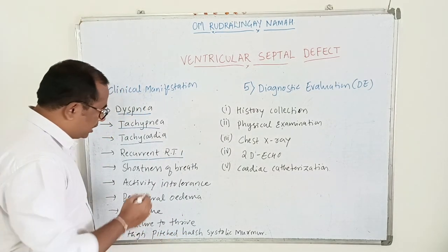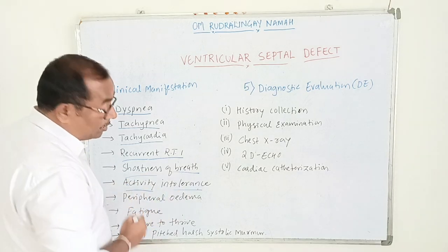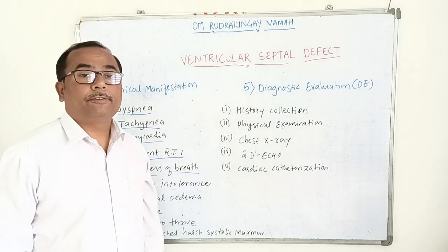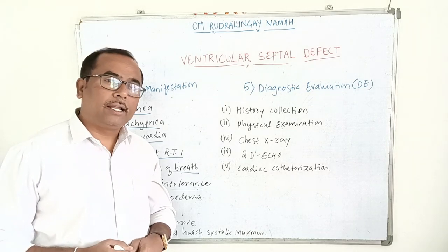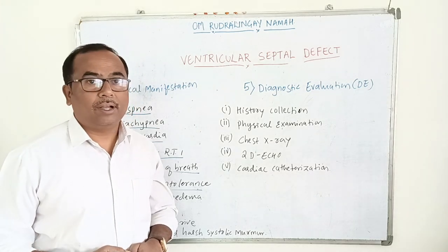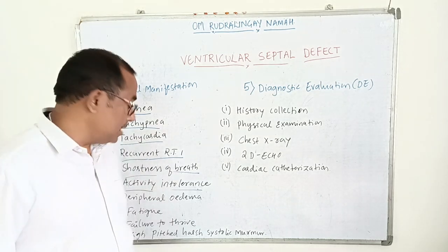Next one is shortness of breath. Again, it is because of pulmonary edema. Activity intolerance. Activity intolerance is because of decreased cardiac output, decreased stroke volume, and decreased peripheral tissue perfusion. The child will have activity intolerance. It does not tolerate the activity like other normal children.